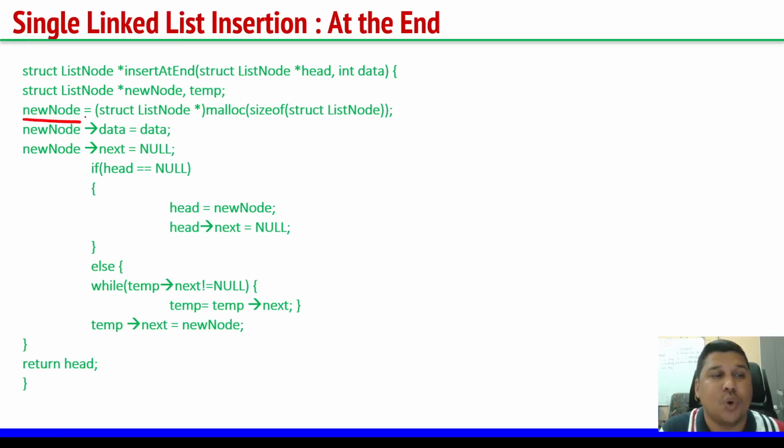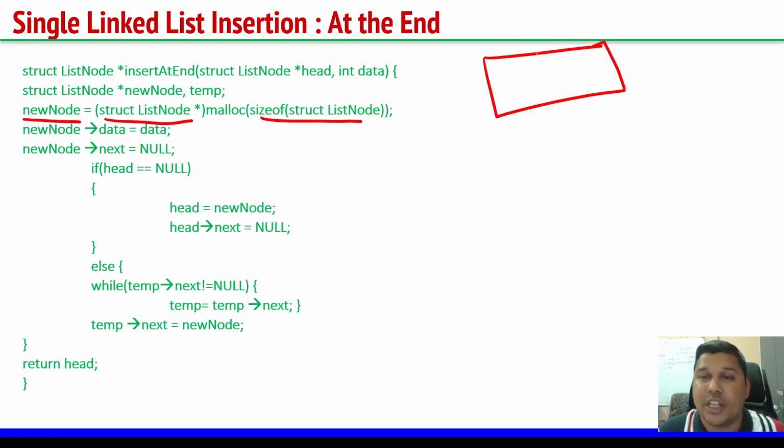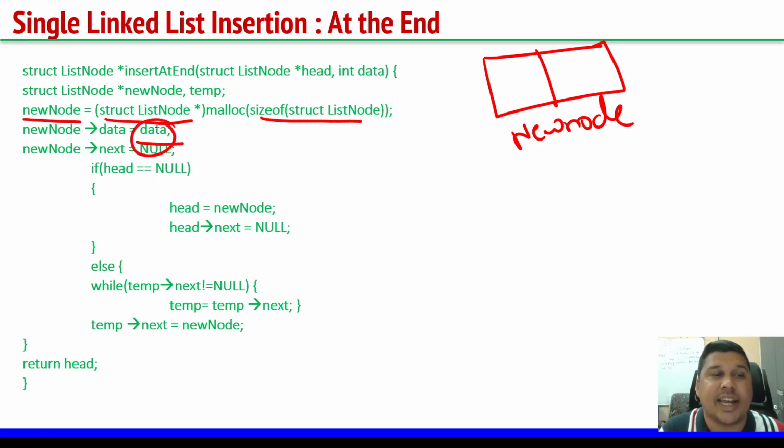Then I have new node equal to struct. This is the type of the memory you want to allocate and how much memory you want to allocate. So with this command in your RAM memory, this block will be created. It will be reserved for this and its name is new node. Next, new node's data equal to data. This data is the one which is passed here. So somebody has given 10 for example, 10 will come here. Then new node's next equal to null.